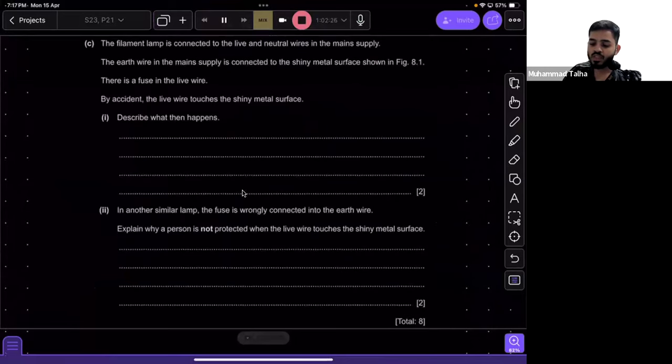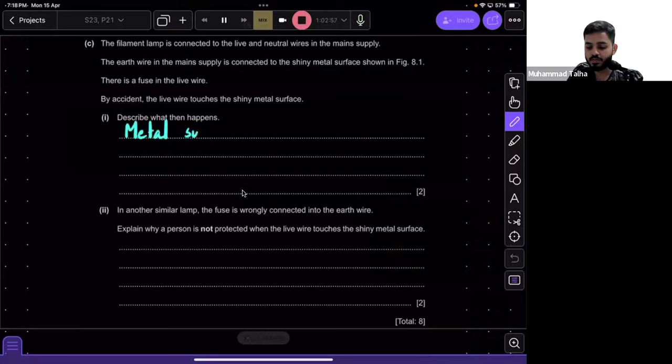Part C. The filament lamp is connected to the live and neutral wires in the mains supply. The earth wire in the mains supply is connected to the shiny metal surface as shown, as it should be. There is a fuse in the live wire. By accident, the live wire touches the shiny metal surface. Right? So now the surface becomes live. Describe what then happens. So now if the live wire touches the shiny metal surface, we know that the metal surface would also become live. But because we do have the earth wire connected to the shiny metal surface, the earth wire is going to carry all that current into earth or into the ground, right?